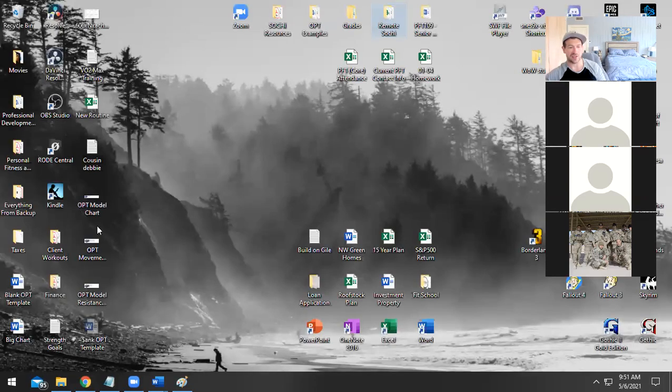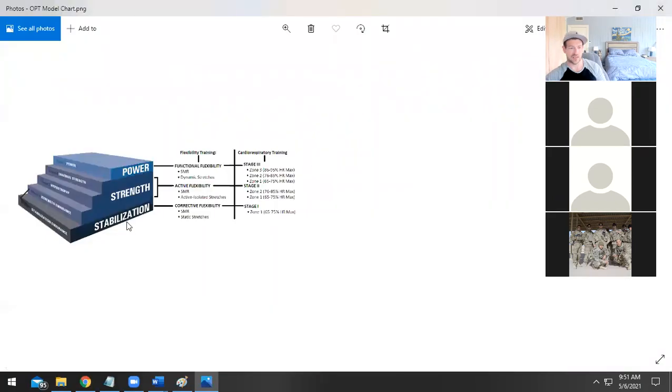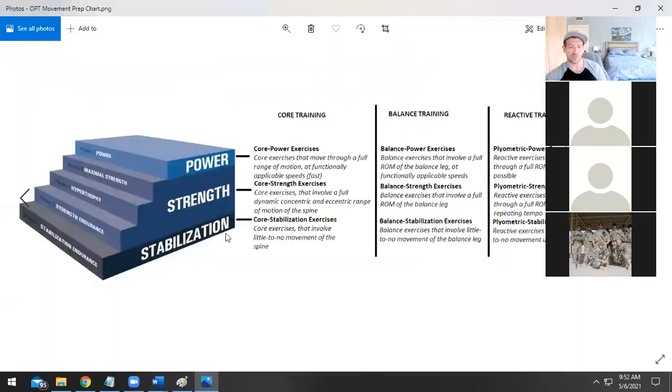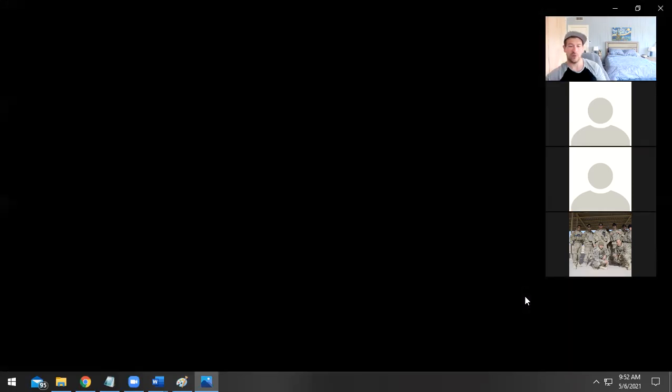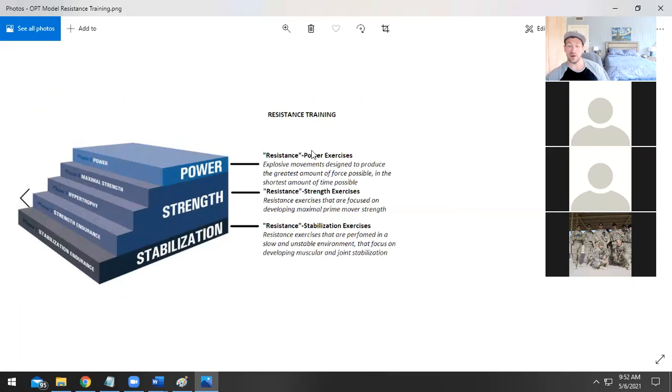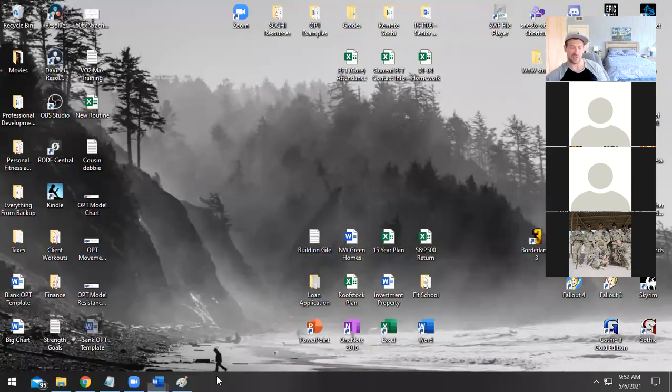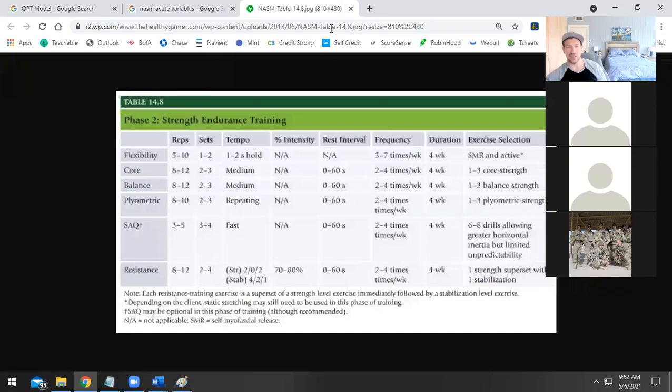We've been talking about our exercise selection. We talked about how stabilization gets corrective flexibility in stage 1 cardio, or core stabilization, balance stabilization, reactive stabilization, right? We moved through all of these different levels of training in terms of exercise selection. So you can actually see they've got that listed here. If you've got a client who's in strength endurance, that's phase 2. For flexibility, you are going to do 5 to 10 reps, 1 to 2 sets, active isolated stretches, right? So that's the rules that we already laid out for you guys.